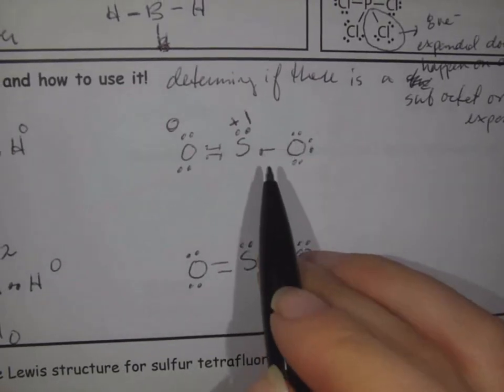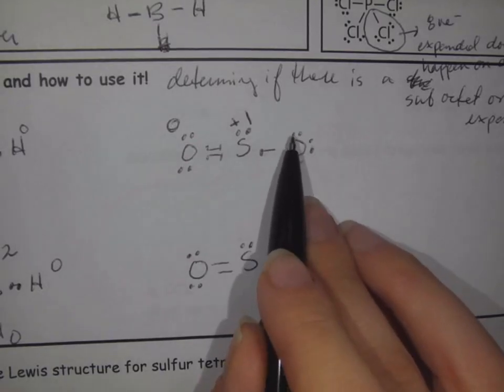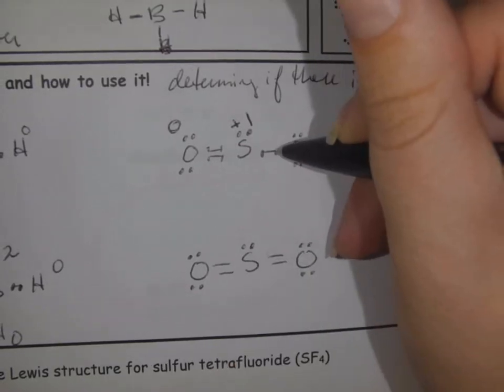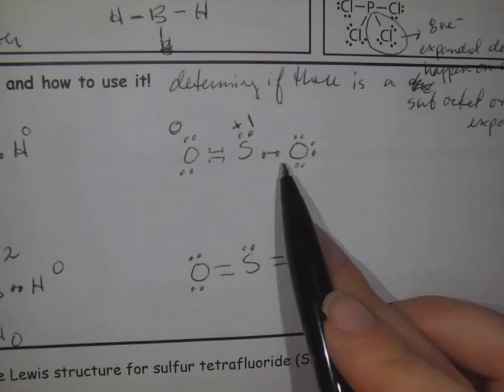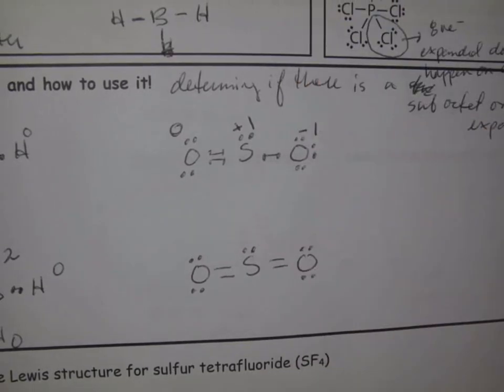Now this oxygen, when it's neutral, it has 6 valence electrons. Let's see how many in this molecule. 1, 2, 3, 4, 5, 6, 7. So it has an extra electron. It's assigned one more compared to its neutral form. So that would be a -1.